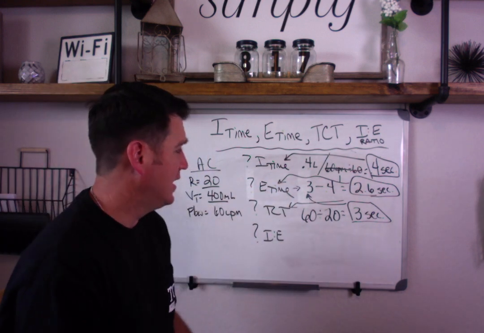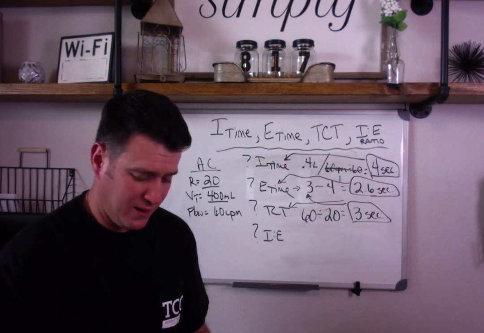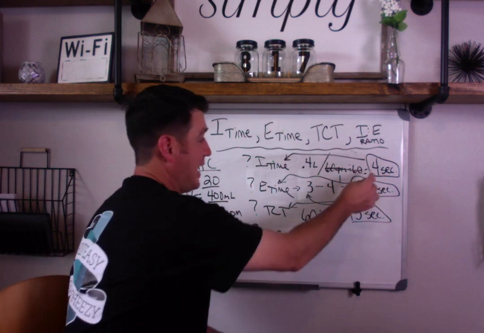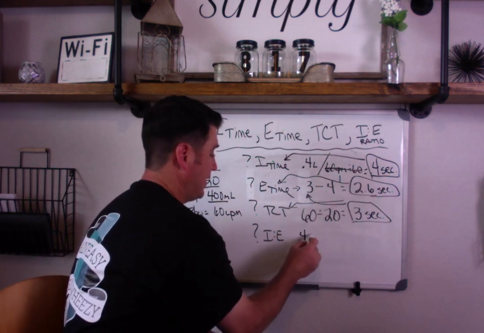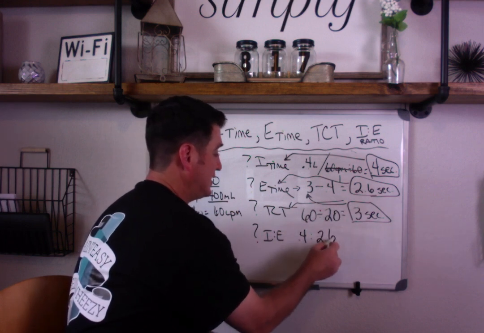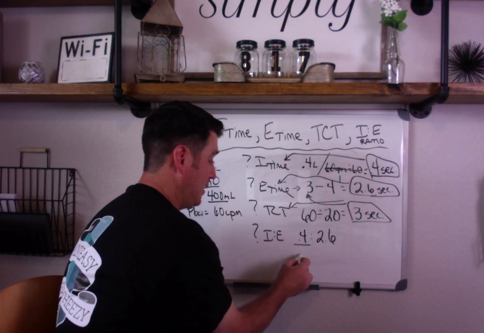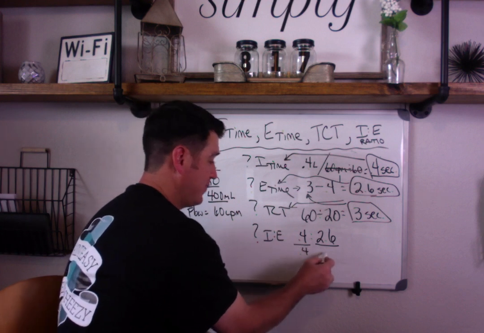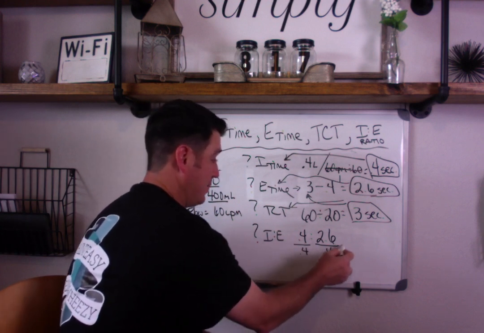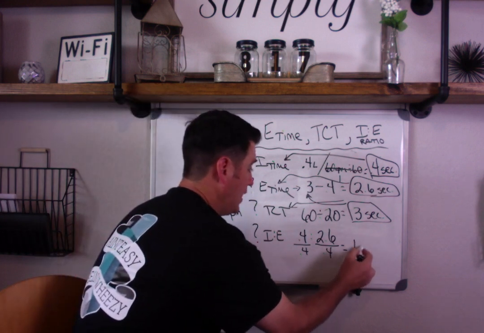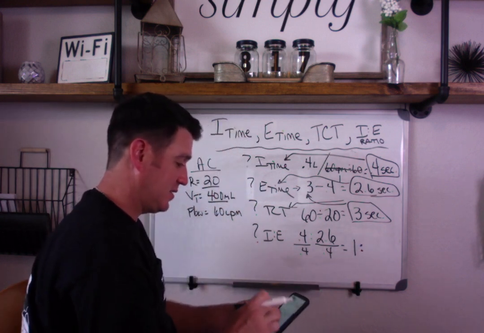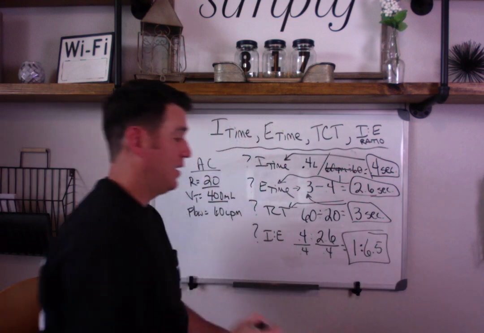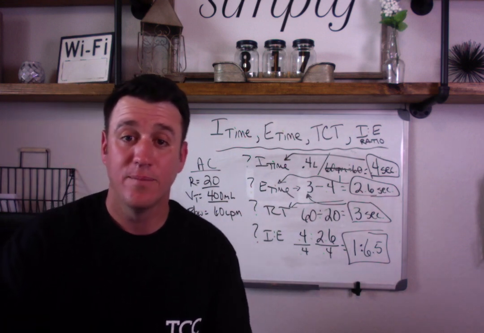Okay? Now, to get our I to E ratio, what we have to do is calculate it. So I'm pulling my calculator up here, because what we're going to do is we're going to say our I time is 0.4 seconds. Our E time is 2.6 seconds. So we're going to divide this I time, we're going to make this a 1 part, so we divide it by itself, and we're going to divide that by the same. And what that's going to give us is a 1 to 6.5, 2.6 divided by 0.4 is 6.5. That's our I to E ratio for this scenario.